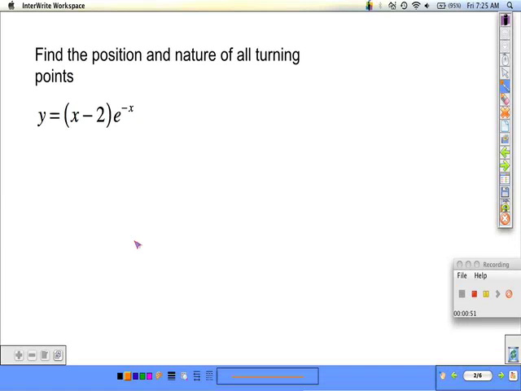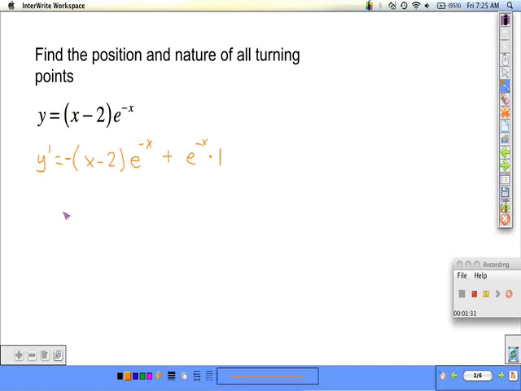To find the position and nature of all turning points, we need to look at where the derivative is 0. And in this situation, we're going to want to use the product rule. First term times the derivative of the second. So the derivative of e to the negative x is e to the negative x times negative 1, plus the second times the derivative of the first.